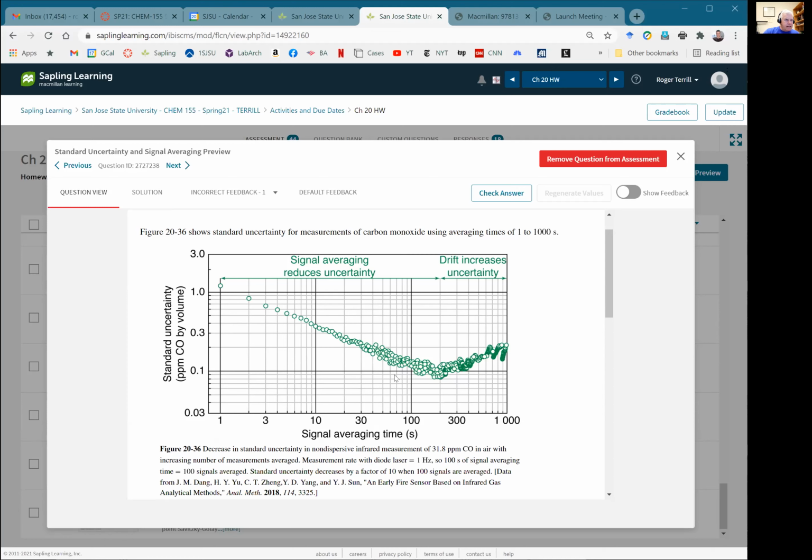So the square root of 100 is 10, and 0.1 is 1/10 of 1. So you go 100 times longer and you get 10 times better signal to noise, right? And this is what's referred to as the shot noise limit. And this is always a good sign if you can see this, right?